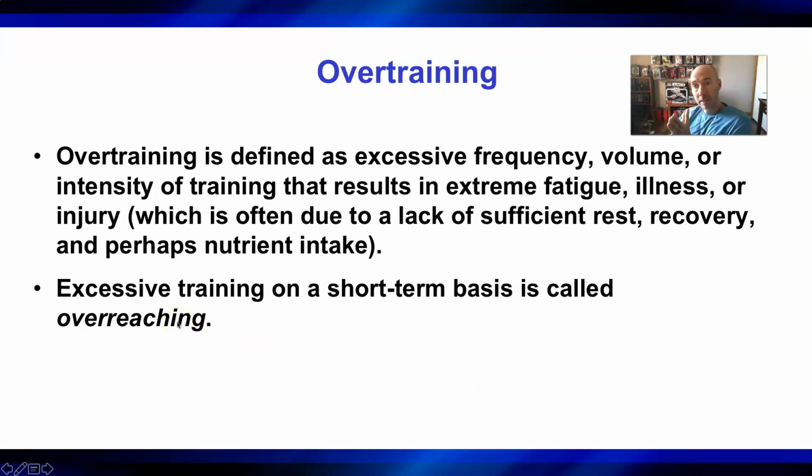In a short term, this can be called overreaching. Overreaching is important, but overreaching needs to be followed by a period of recovery. If you continually overreach, eventually you're going to progress into this syndrome that is called overtraining syndrome, okay? So again, overreaching is good, but overreaching should be done for a finite period, and then you should have a period of recovery. If you don't do the recovery and you continue to overreach, overtraining is going to pop in.